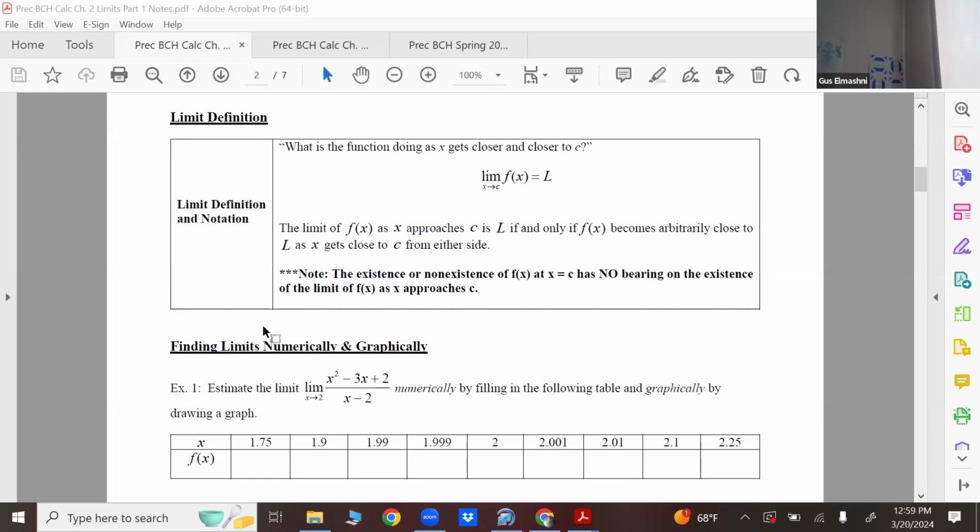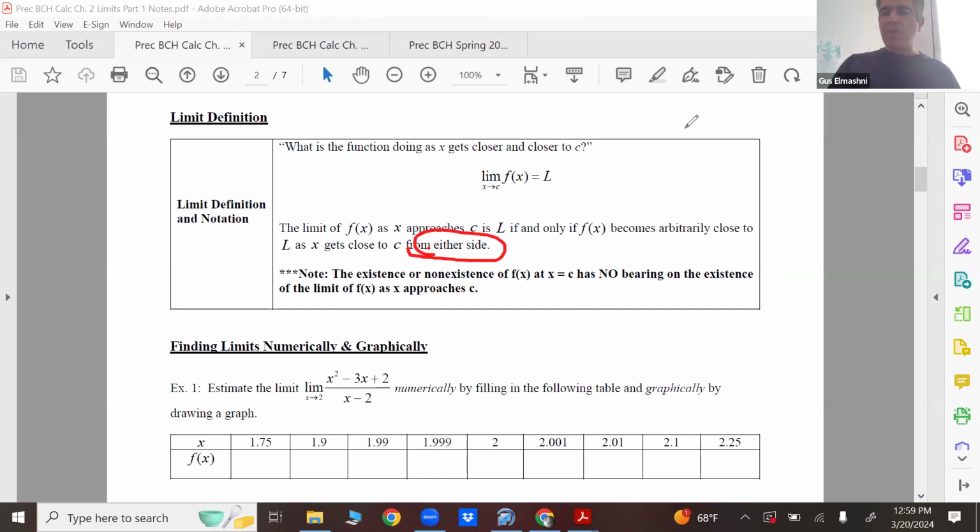So the limit of f(x) as x approaches c is L, if and only if f(x) becomes arbitrarily close to L. Right, so we see what's getting close to it as x is close to c from either side. That's actually key right here. That statement, from either side, is incredibly important. I'll explain why in just a sec.